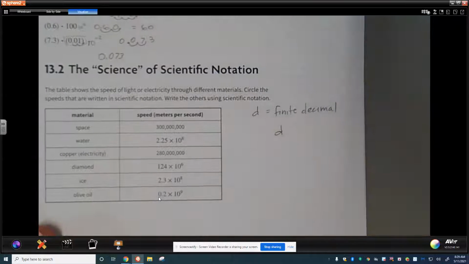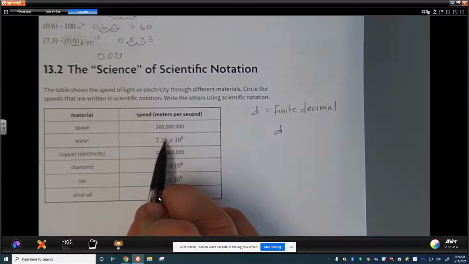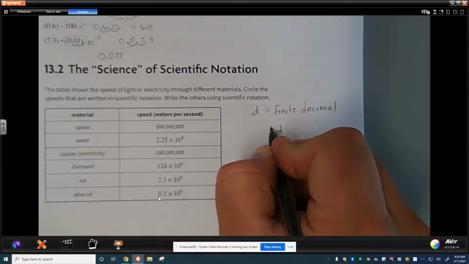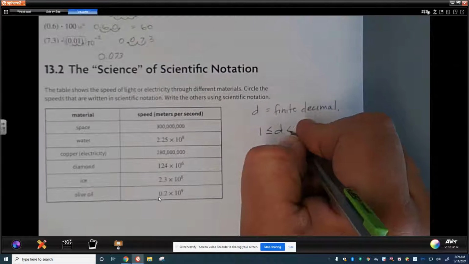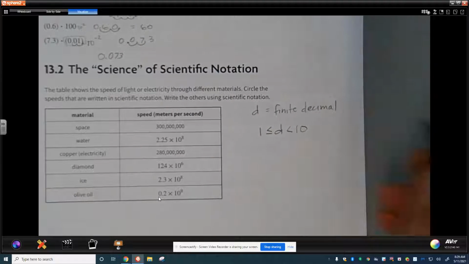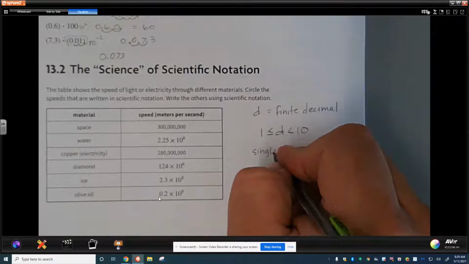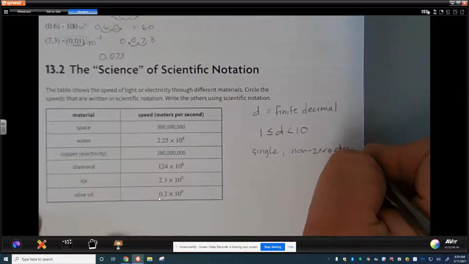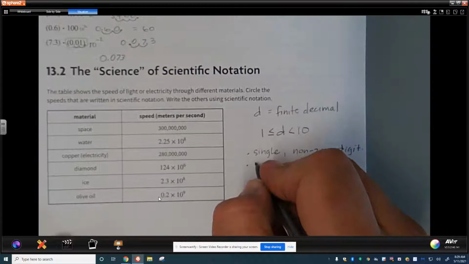That value of d, or the finite decimal, in order to be scientific notation, is that first number that we see, as in this example right here. It's that number that will be multiplied by the power of 10. d has specific rules: it has to be greater than or equal to 1, and d has to be less than 10, meaning that the finite decimal has to be a single non-zero digit. This digit right here at the very beginning, we call that digit the leading digit.